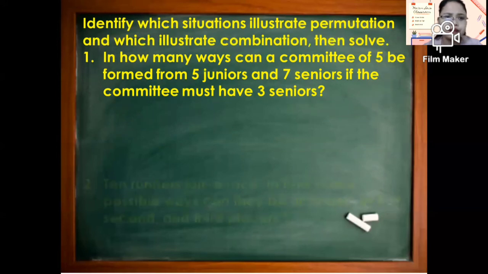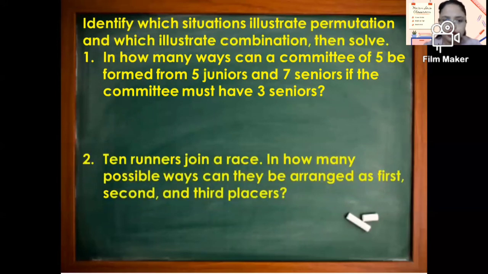given problem. Second problem, 10 runners join a race. In how many possible ways can they be arranged as first, second, third placers? So, alin kaya dyan ang combination at alin ang permutation? Kung kayo ang tatanungin, alin sa kanila ang combination at alin ang permutation? Sige, tingnan natin kung tama ba yung inyong sagot.